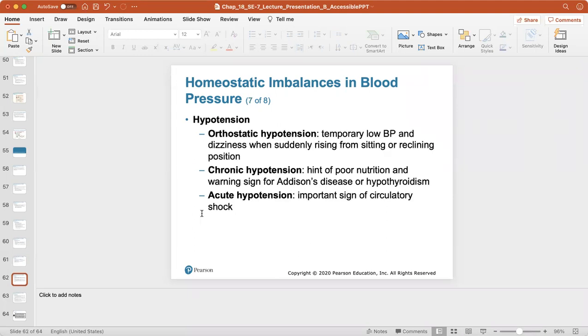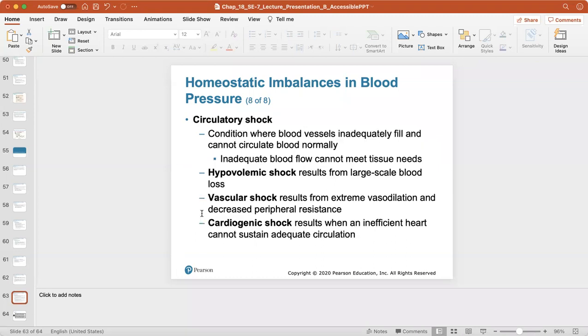We also have orthostatic hypotension, which is just temporary low blood pressure and dizziness when you suddenly rise from a sitting or reclining position. Chronic hypotension is a hint of poor nutrition and a warning sign for Addison's disease or hypothyroidism. And acute hypotension is an important sign of circulatory shock.